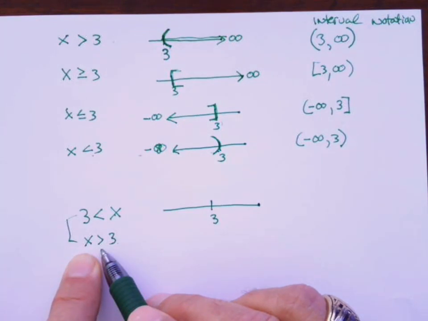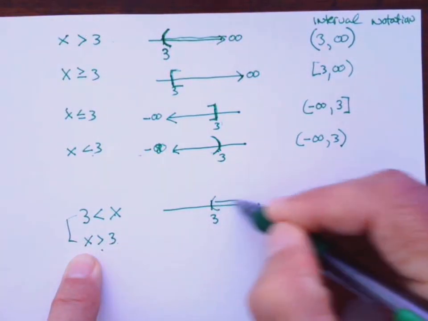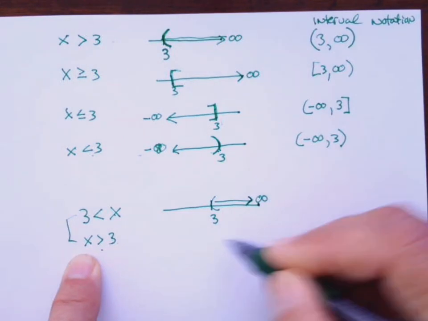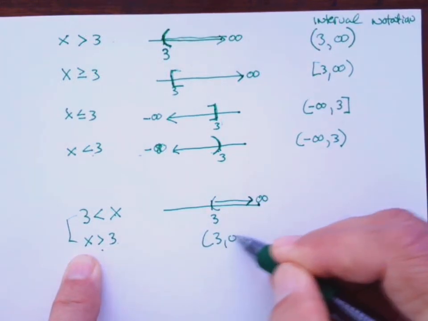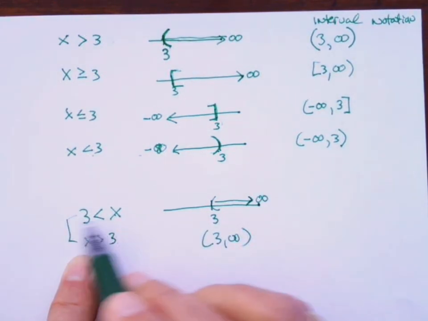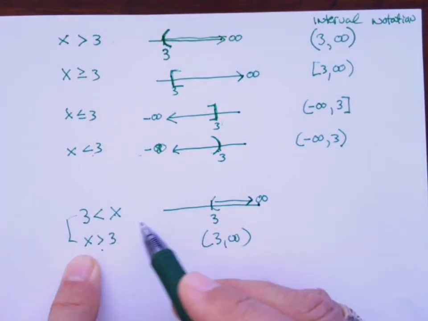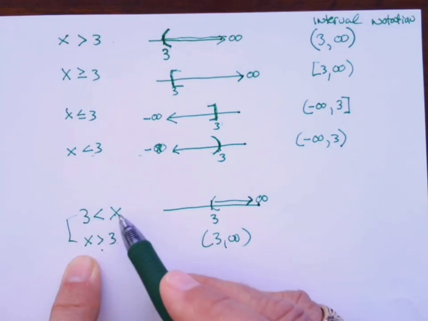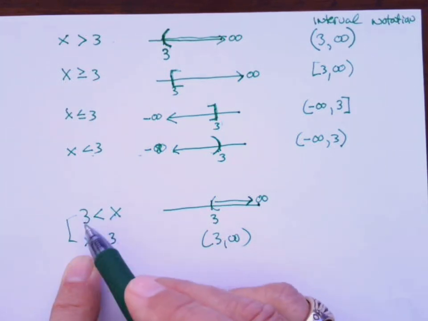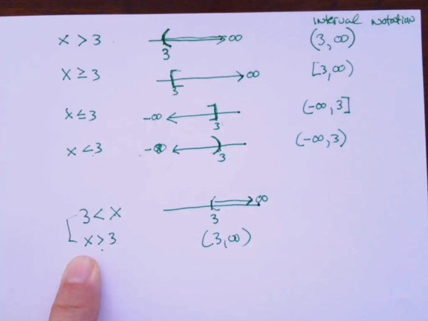This opens to the right, like this, to infinity, and the interval notation would be 3 to infinity. But if you just looked at this, you may have an inclination to graph it going in the opposite direction because you're reading it from the number to the variable, not the variable to the number. So be careful there.